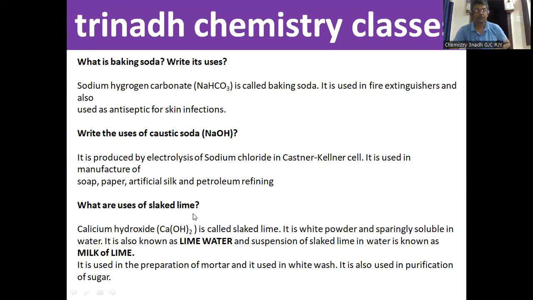Then next one is, what are the uses of slaked lime? Calcium hydroxide is called slaked lime. It is a white powder and sparingly soluble in water. Its solution is known as lime water, and a suspension of slaked lime in water is known as milk of lime. It is used in whitewash and also in the purification of sugar.